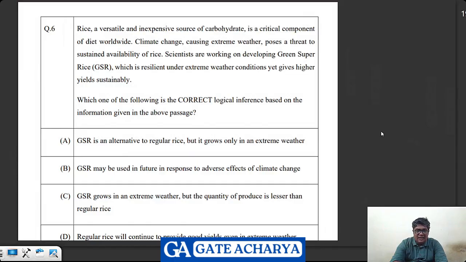GSR is an alternative to regular rice, but it grows only in extreme weather. Can I say that GSR only grows in extreme weather? No.